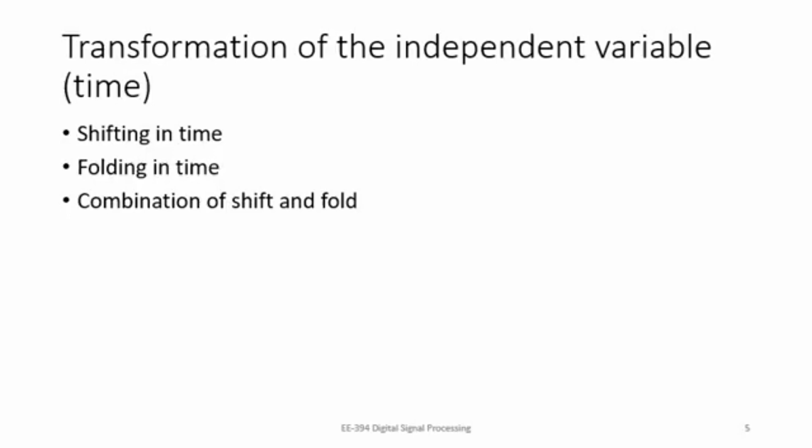Okay, so let's begin the first part, which is the transformation of the independent variable, which in our case is small n. We will be shifting in time, both positive and negative, that is advance and delay. Similarly, we will be looking at the folding of the signal across the y-axis, in which the values of n for the positive numbers move to the other side of the y-axis, and this happens to the negative n-axis as well. And then we will look at the combination of shift and fold, that is, a signal undergoing shifting as well as folding at the same time, and how that is conducted.